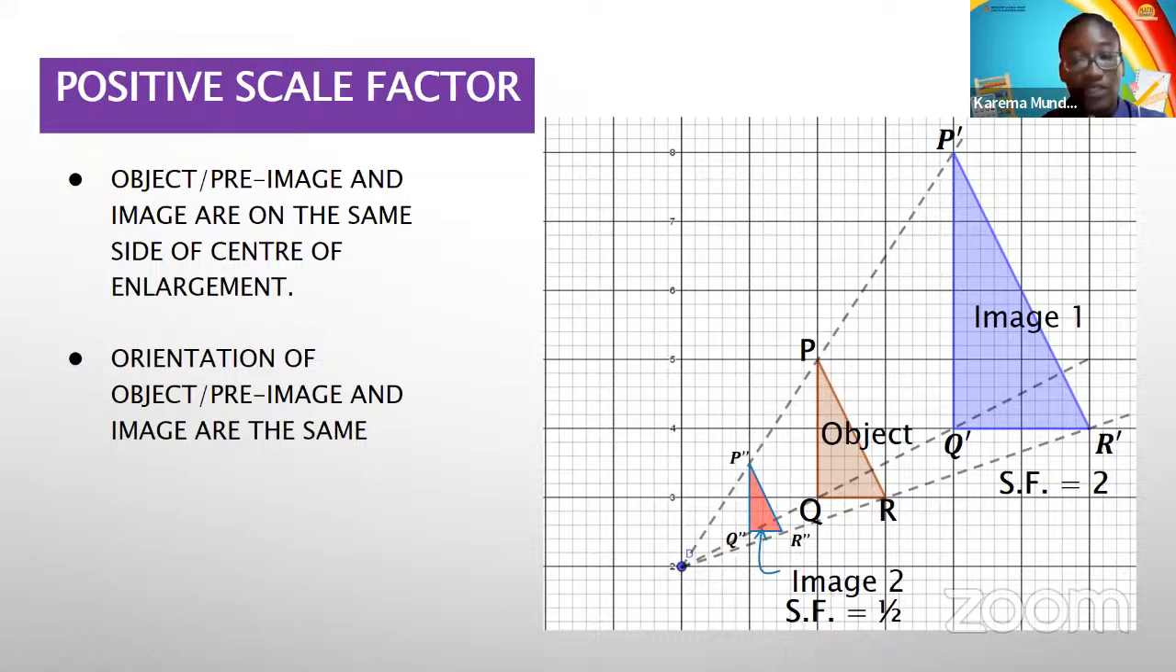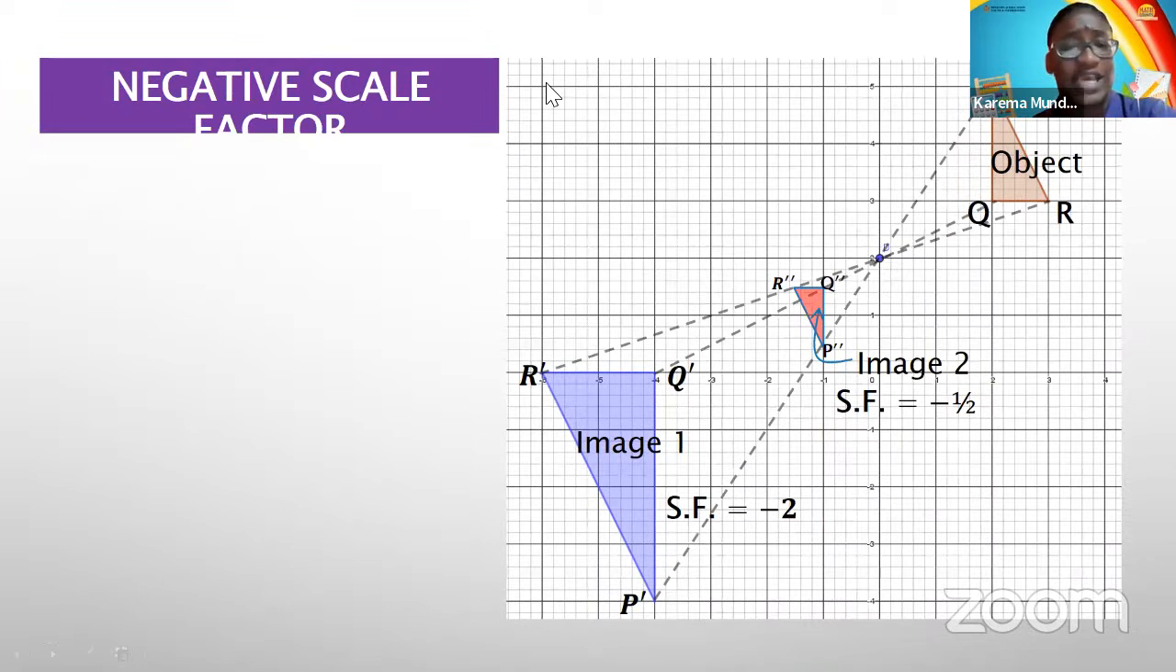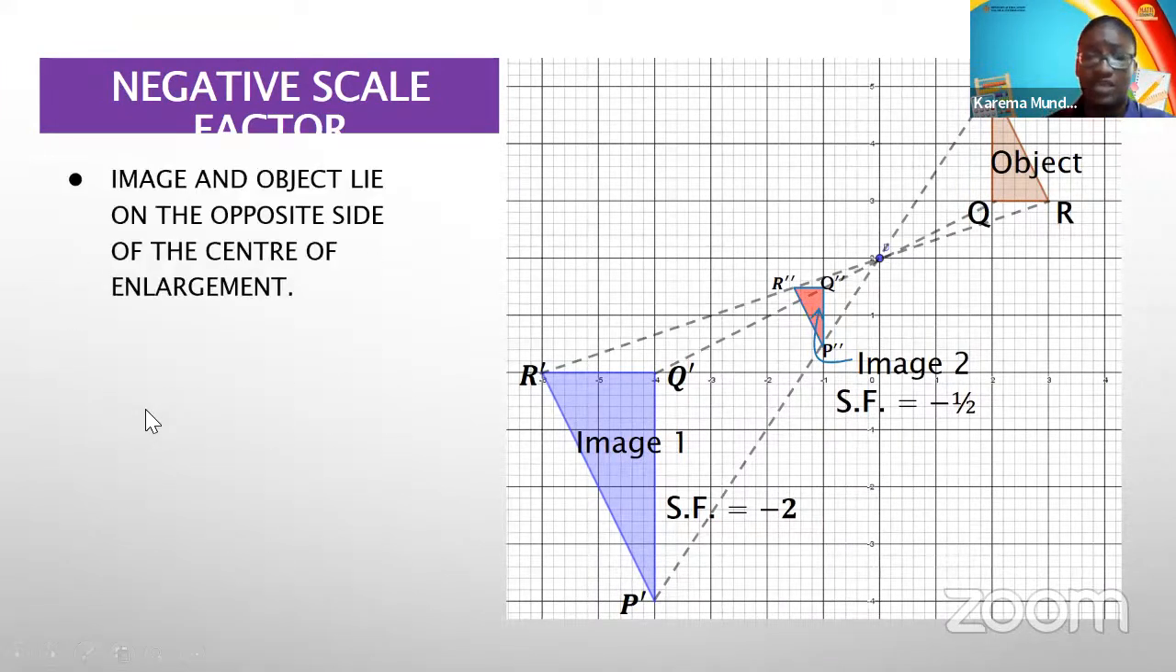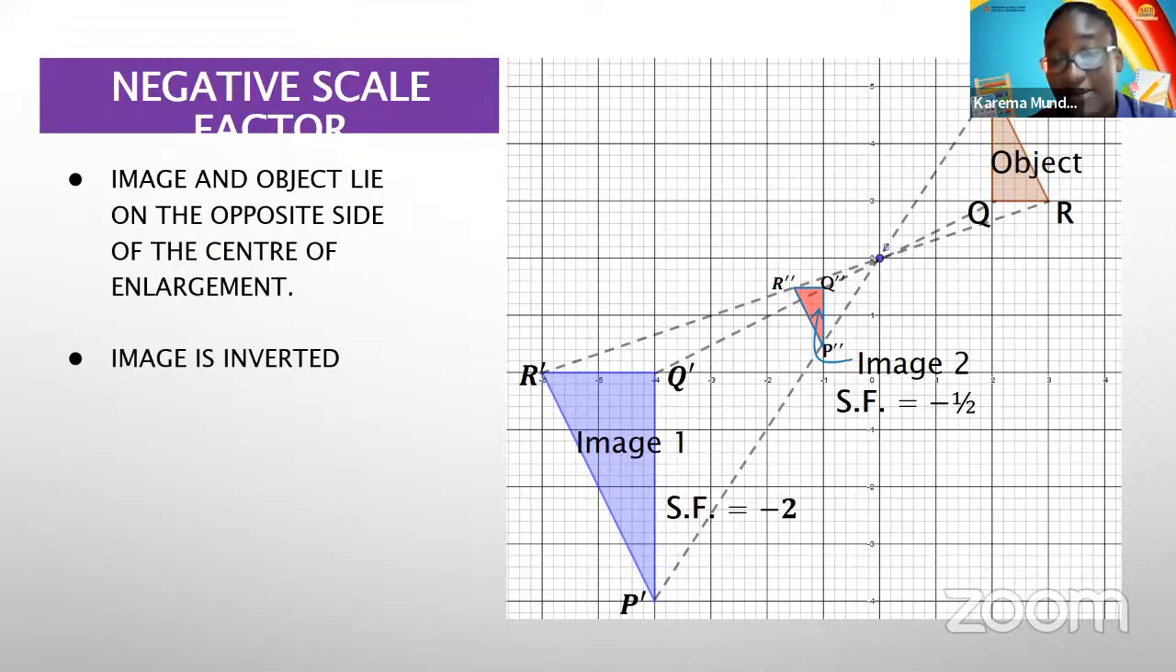However, as we saw with the exploration, whenever we got a negative scale factor, we were seeing some things happening. We saw that the object was on one side and the images were appearing on the other side of the center of enlargement. And we also noticed that the images were being inverted. All right, we'll pick this up in our afternoon session.